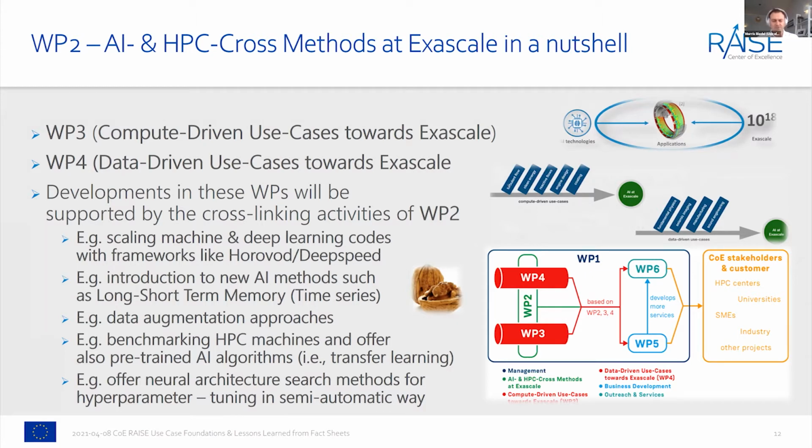And then we offer, of course, things like transfer learning, benchmarking HPC machines with certain AI algorithms, and an interesting aspect that is relevant for all the AI algorithms is our new research on neural architecture search, where we try to find the hyperparameters in a semi-automated way. It has overlaps with AutoML techniques, but it's really helpful for all the AI models because they all suffer from the problem of not finding the right parameters.